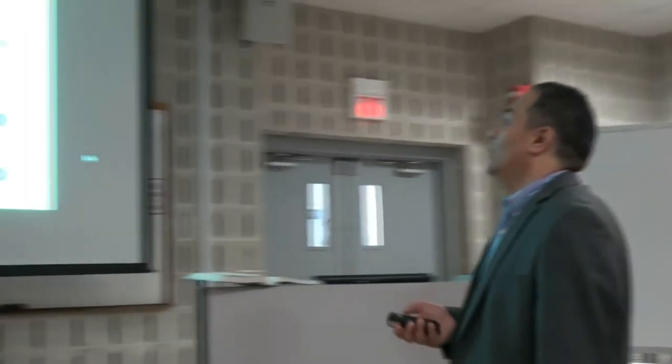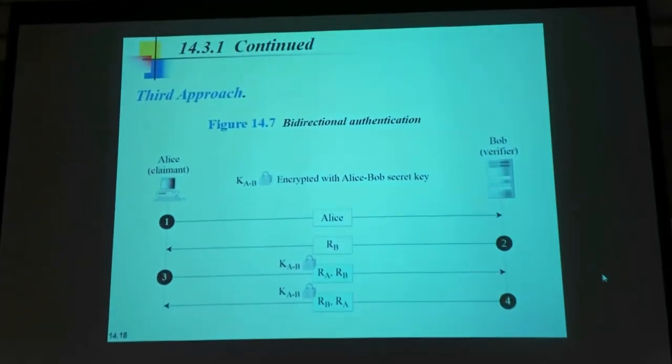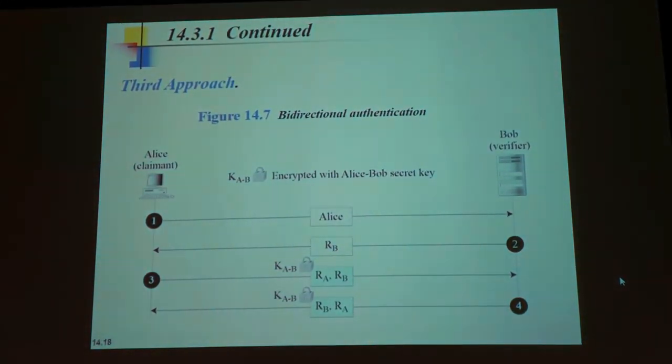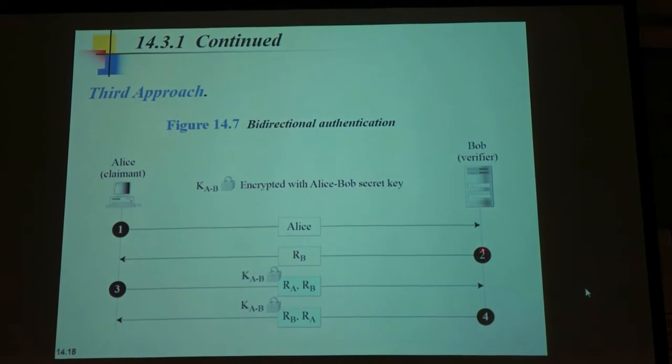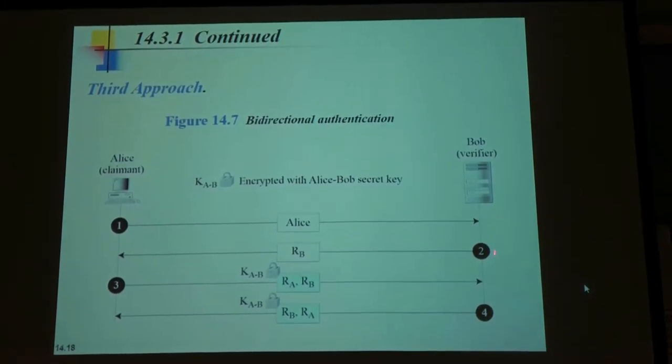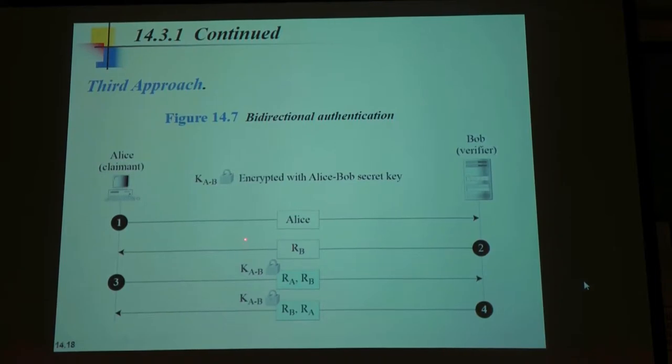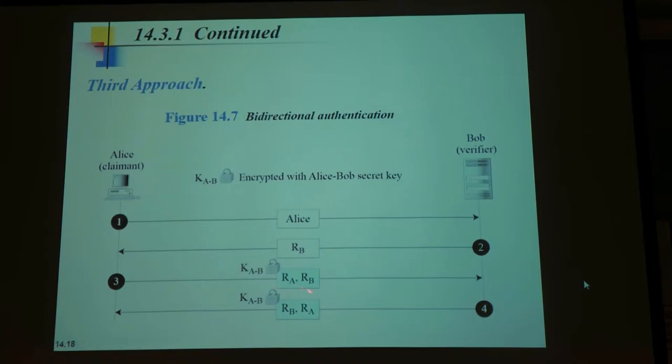Third approach in here is bi-directional authentication, and that's what we need. We need both to authenticate to each other. Server to client, the client to server. So Alice sends to Bob. Then Bob says, okay, I need to verify you. Sign this for me. Send a nonce, with RA, which is another nonce coming from where? From Alice to where? To Bob. So Bob will decrypt it, get RB, compare it. Yeah, it's the same. Okay, let me sign RA.